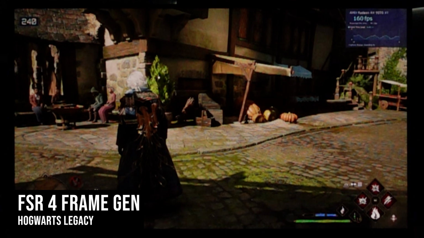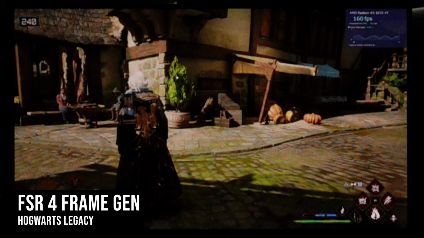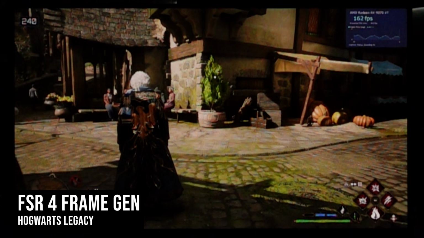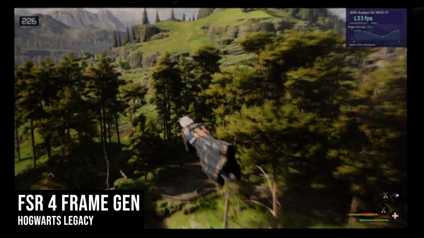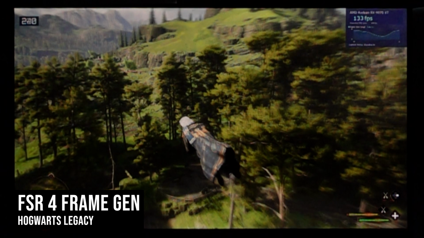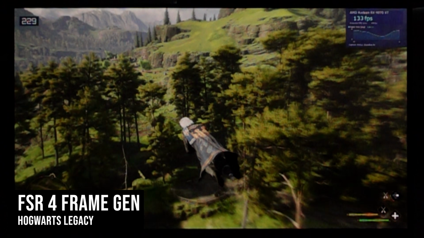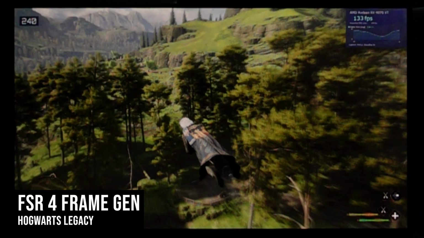And then Hogwarts Legacy, same sort of thing: panning the camera, moving forwards normally, flying around on the broom, didn't make a whole lot of difference. Frame time consistency is also poor in this title when using FSR Frame Generation, whether we use the initial FSR 3.1 implementation or the upgraded Redstone version via a driver upgrade.